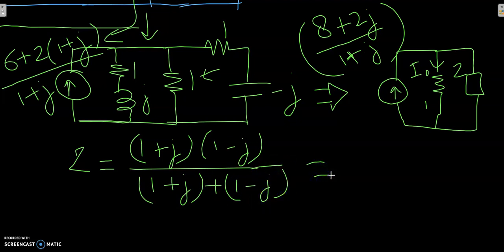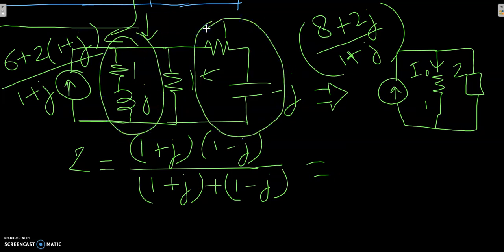So why have I written this? Because these two impedances are connected in parallel, so Z1 into Z2 upon Z1 plus Z2. If you calculate this, the Zs get cancelled and the js get cancelled, and finally you get this equals 1 ohm. So this is 1 ohm. Now we can find out the current flowing through this 1 ohm resistor.